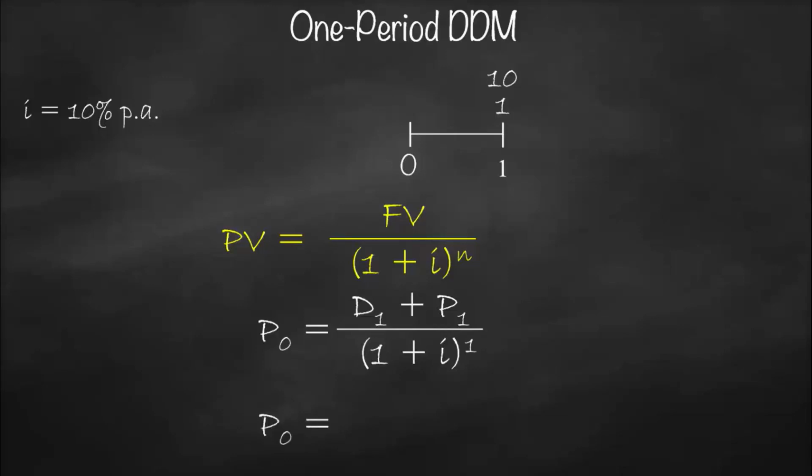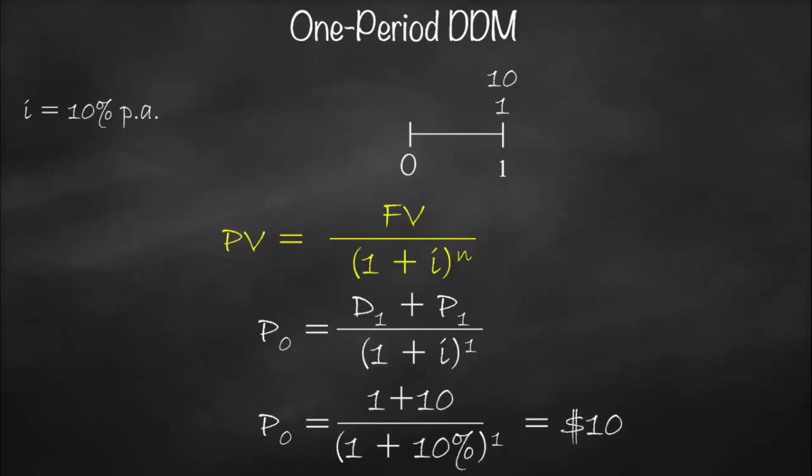So let's substitute with the numbers. The price today at year 0 is equal to 1 plus 10, all of this divided by open bracket 1 plus 10% close bracket to the power 1. So this will give us $10 today. So this means that we could sell this share for $10 today, or this share is worth $10 today.